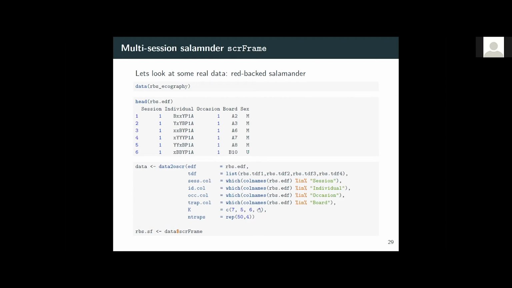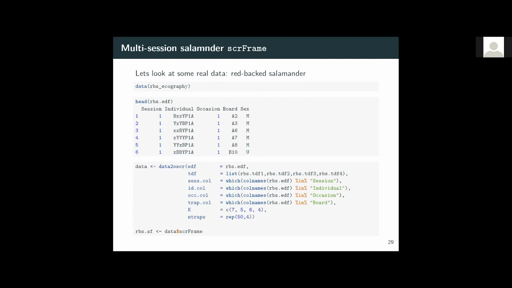And then I know in this case where I just have a standardized array across all 4 of my arrays, I can just say repeat 54 times because I know there's 50 cover boards in each of my arrays. In a camera trapping study, you may not have the same number of cameras in different sessions. And then I can just extract that SCR frame. So here we go. That's how easy it is to create the session-specific SCR frame.